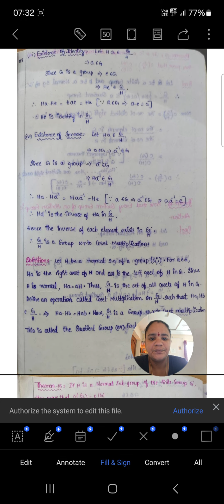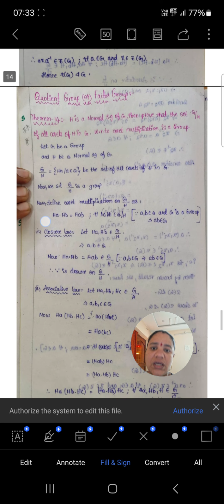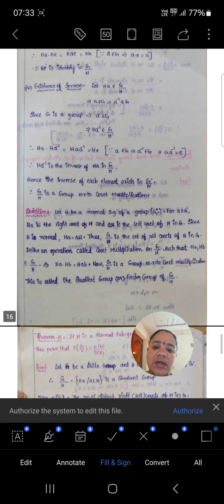Existence of inverse. Let Ha belong to G/H, a belong to G, and a inverse belong to G. Since G is a group, a inverse belongs to G, therefore Ha inverse belongs to G/H. Ha · Ha inverse = Haa inverse = He. Ha inverse is the inverse of Ha in G/H. Hence the inverse of each element exists in G/H. G/H is a group with respect to coset multiplication. Hence the proof of the quotient group, or factor group, theorem.